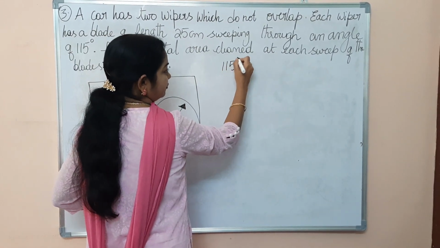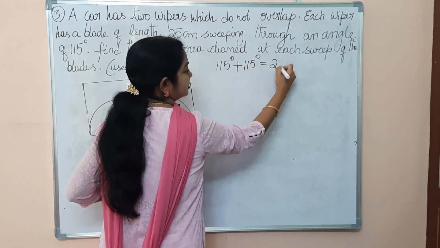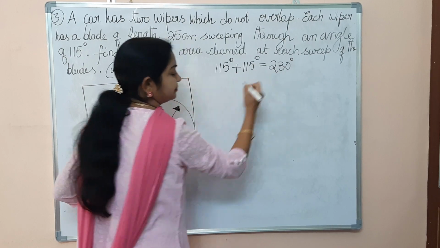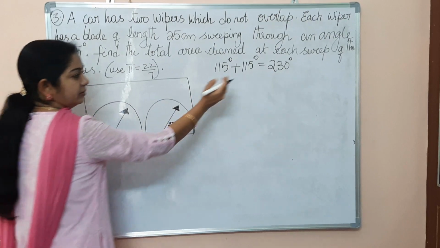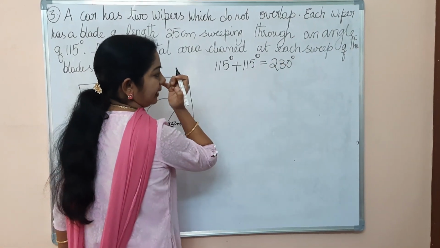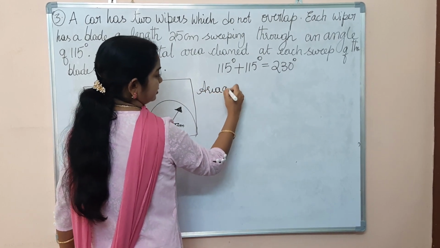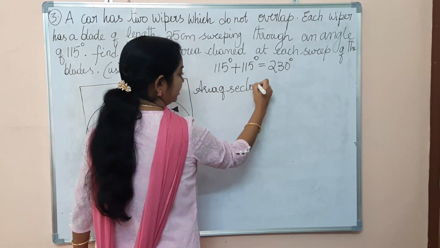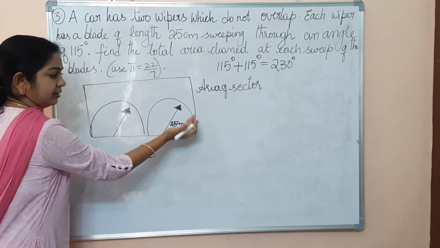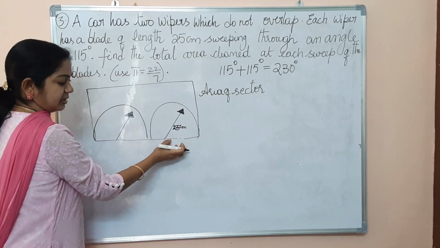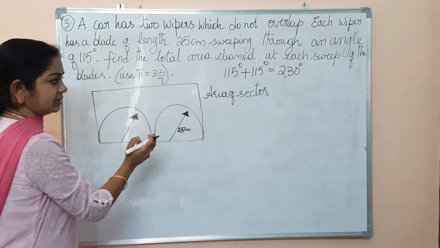Totally, for one sweep by both the wipers, the angle subtended is 230. For one sweep, this wiper as well as this wiper, 115, we get 230 degrees is the angle swept. So, we will find the area of the sector. Here, our sector, we cannot draw it. We have to assume the part of the circle because the wiper is at the center of the circle. The part of the circle which is swept.